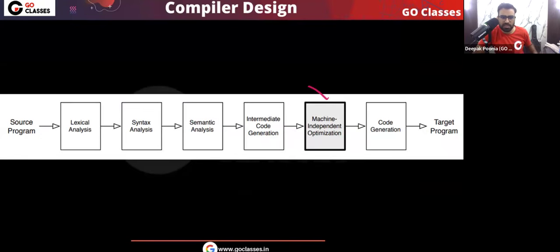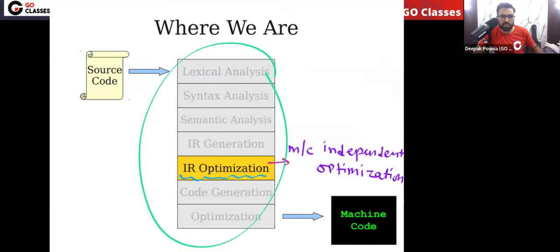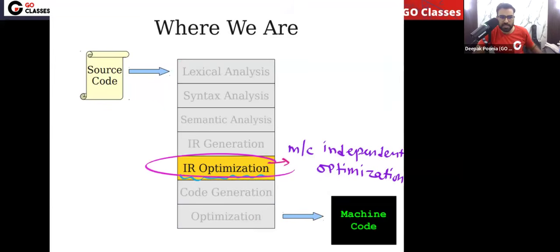Let me tell you one thing, that among all the phases of the compiler, this intermediate representation optimization is the most complex phase. If you see all the phases individually, lexical analysis phase, syntax analysis, and so on, then this intermediate code optimization is the most complex phase of the compilation process of the compiler.